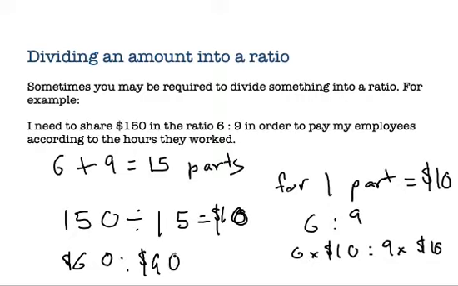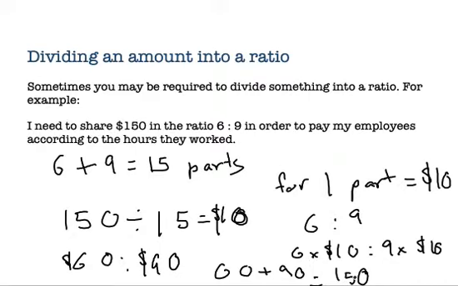A good way to check if I've split this up correctly is if I add these two numbers back up, I should get back to $150. Okay, so let's check that. 60 plus 90 equals, does it equal 150? Yes, it does. That means I've split this up correctly.